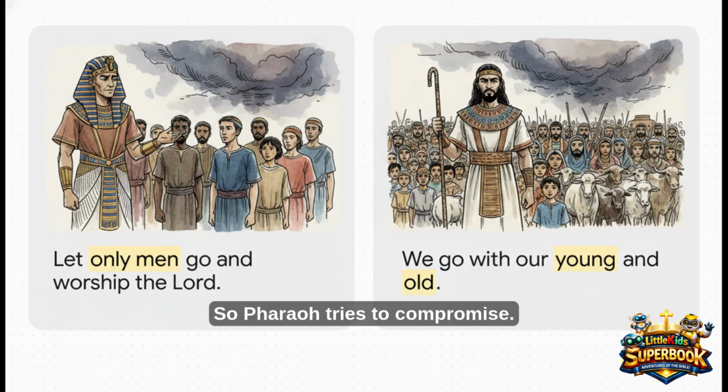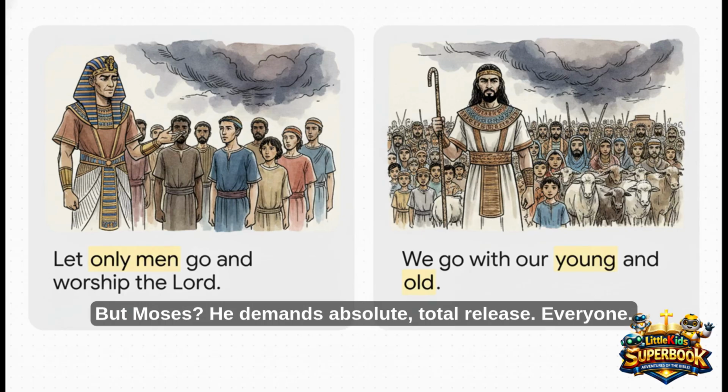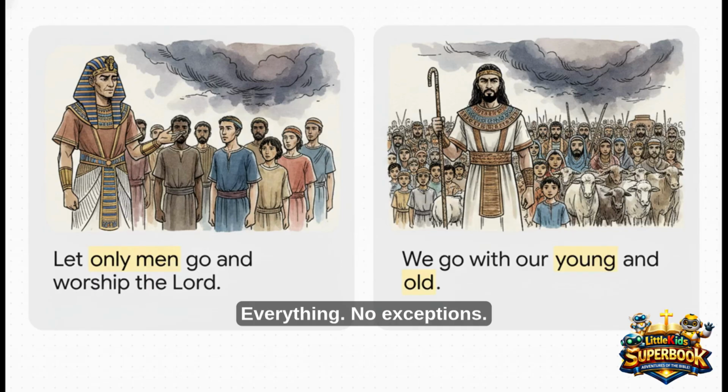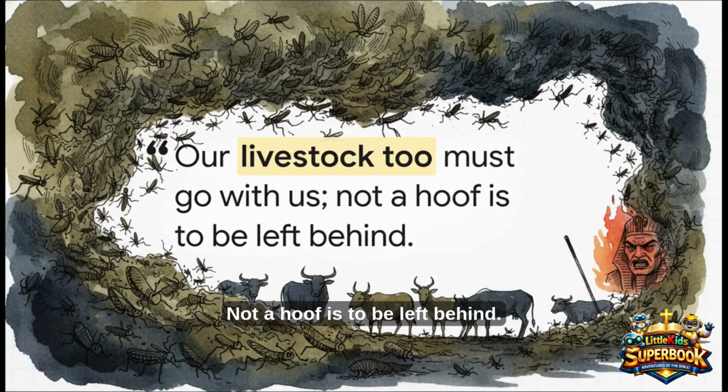So Pharaoh tries to compromise. He offers to let just the men go, which is clearly a tactic to hold families and livestock hostage so they'll come back. But Moses, he demands absolute, total release. Everyone, everything, no exceptions. Moses tells Pharaoh, "Our livestock too must go with us. Not a hoof is to be left behind." A pretty bold move, right? He refuses to compromise on even a single animal.